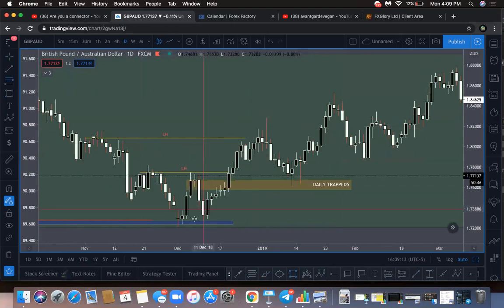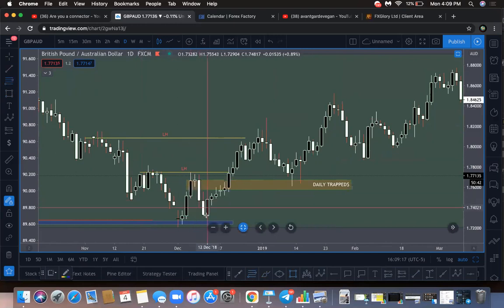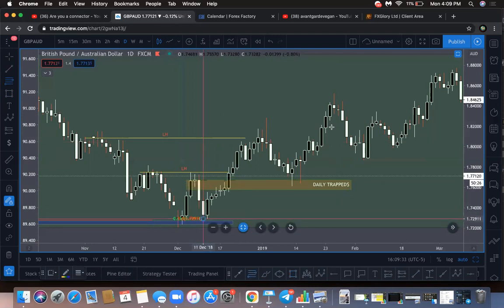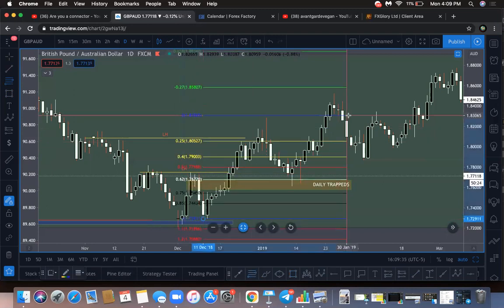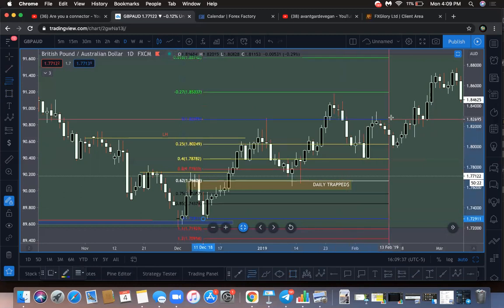So here's what I'm going to do. I'm going to measure from the recent move that broke structure. So yes, this is the ultimate low, but this wasn't the low that initiated the move to break these highs. This is the low, right, that started the move to break these highs. So I'm going to measure from this low to this high.